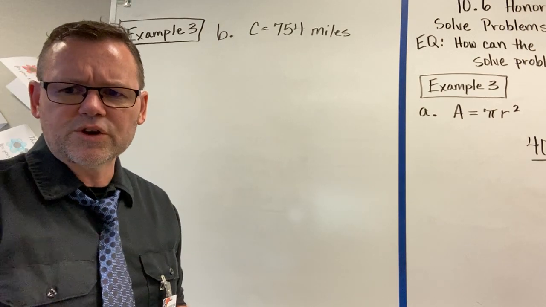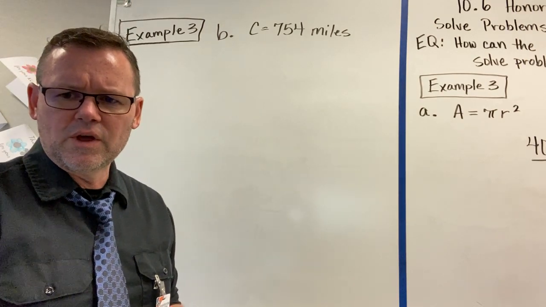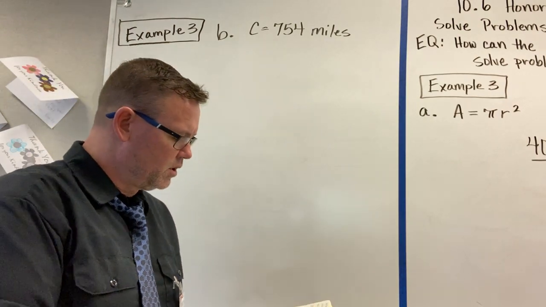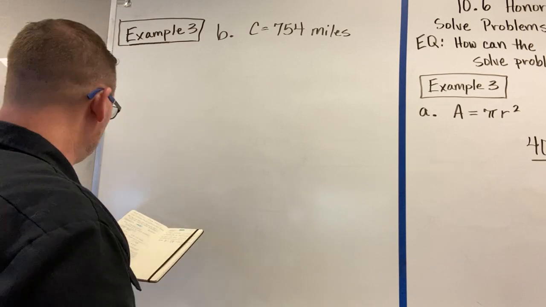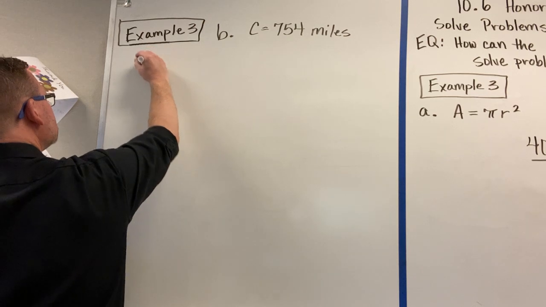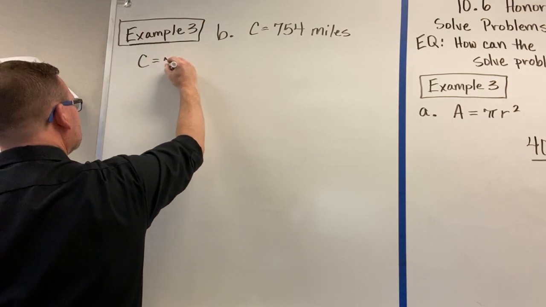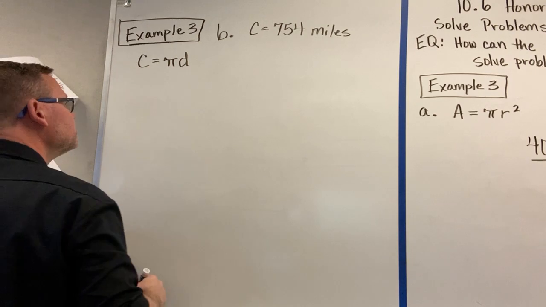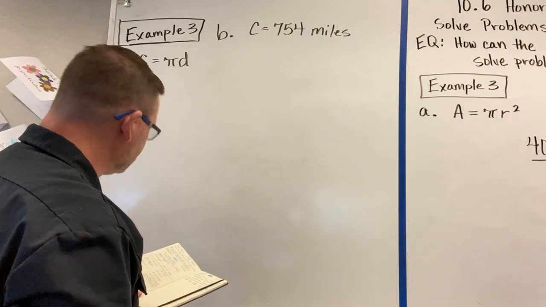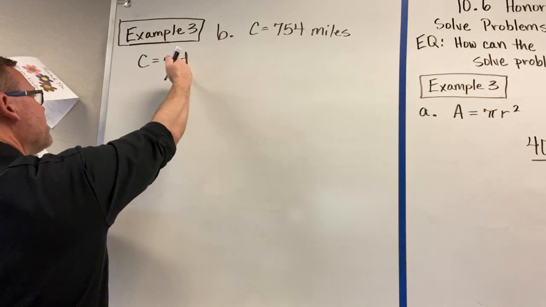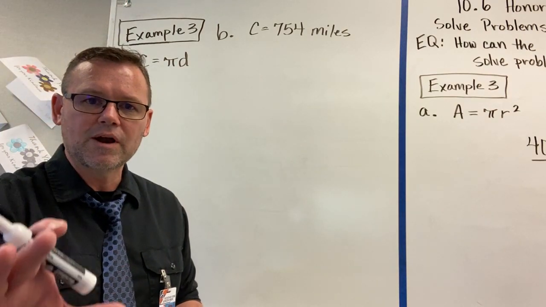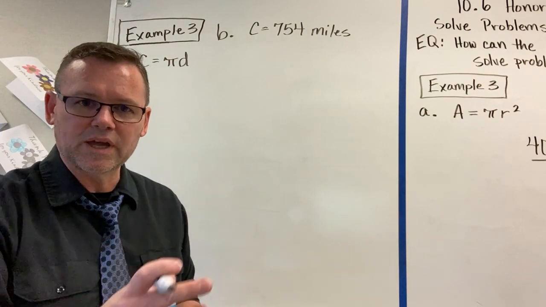It says, what circular area is covered by the signal if the circumference is 754 miles? Now this makes it a little bit more difficult. Okay, so first of all, we need to recognize that circumference equals pi multiplied by the diameter. So we're going to start with that. What we need to find is the radius, but we need to find the diameter first because they gave us the circumference. And remember, the diameter, if we divide it by 2, we get the radius, okay?